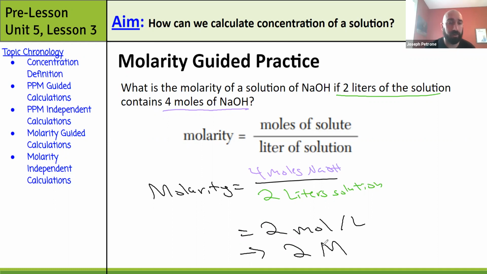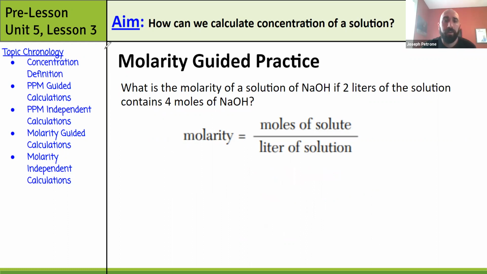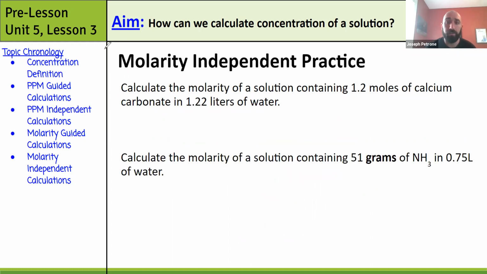Let's go through a couple of questions now. This is some independent practice. Try these out on your own, and then watch the video to go over them. Okay, so you should have done these on your own by now, and we'll check out how we did. The first one says calculate the molarity of a solution containing 1.2 moles of calcium carbonate in 1.22 liters of water.